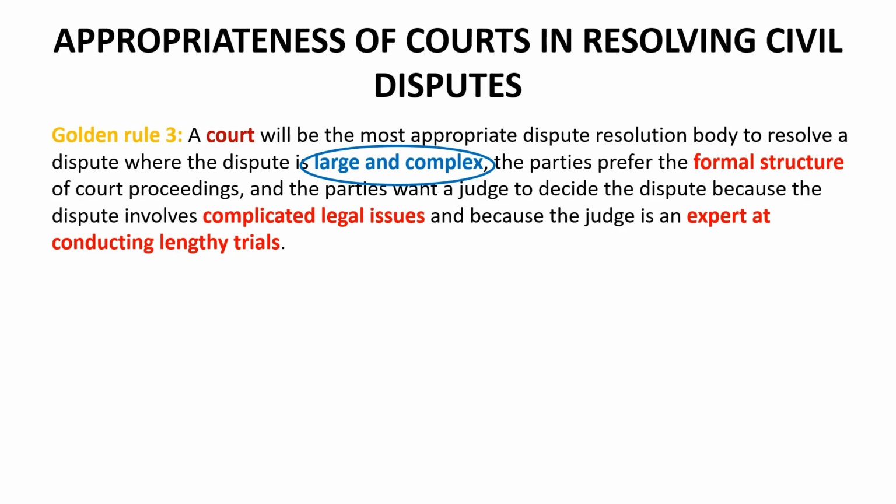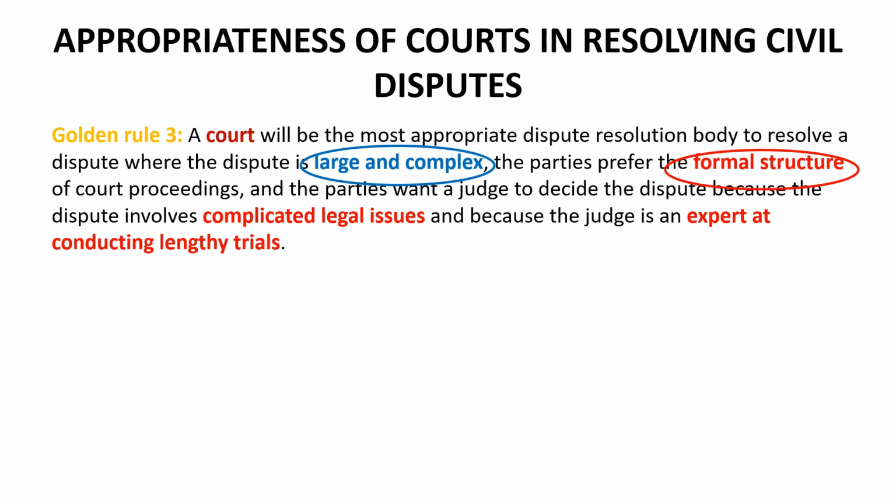However, as set out in this third golden rule, the courts will be more appropriate than VCAT in resolving large and complex disputes in two circumstances. The first circumstance is where the parties prefer the more formal structure of court proceedings, including the application of the rules of evidence and procedure. Court procedures are very detailed and provide a clear framework for dealing with even the largest and most complex cases.